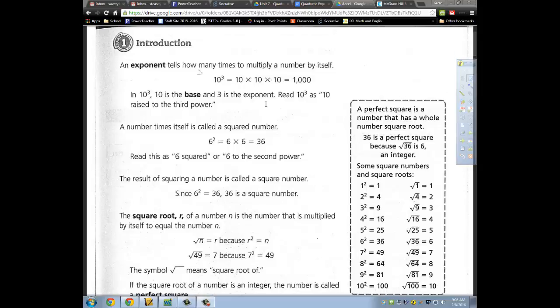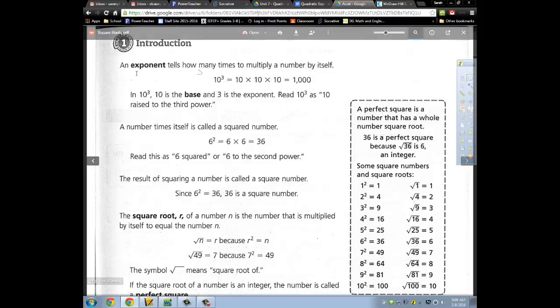Hey, you should be open to page 57 in your workbook, so talking about square roots today. Hopefully you guys remember how to do this. First of all, we need to remember what an exponent is.